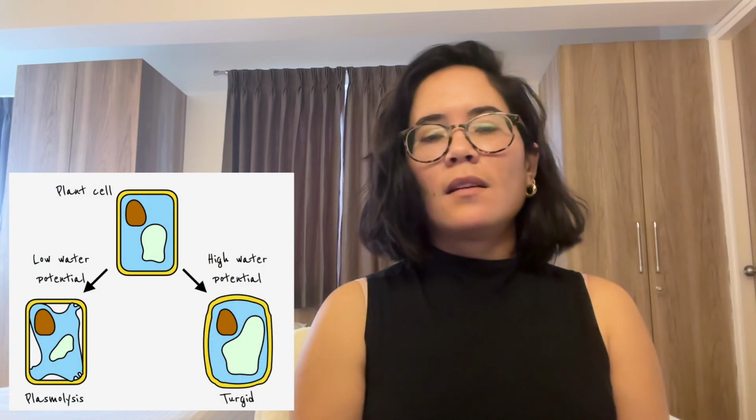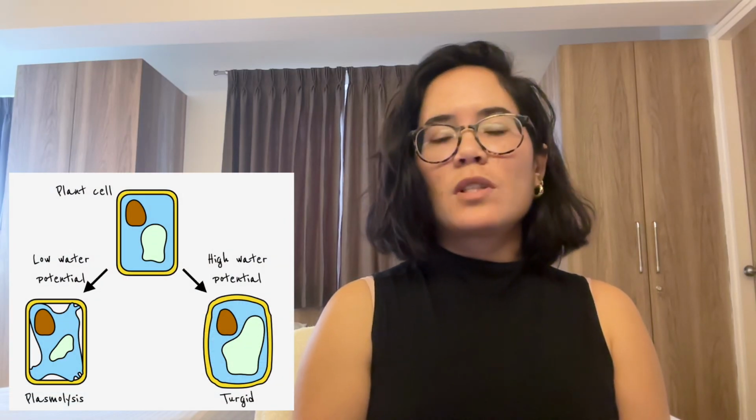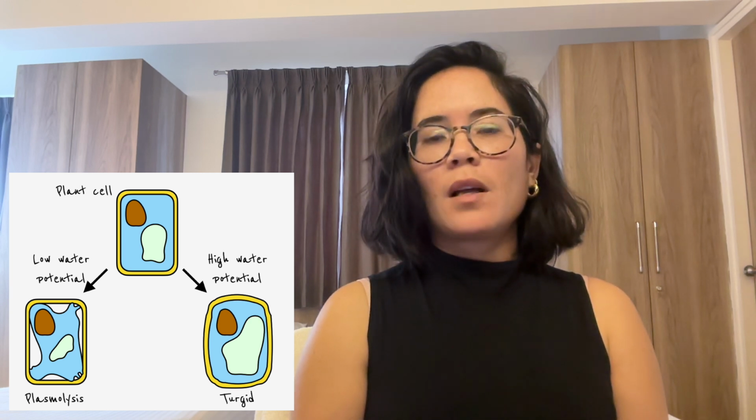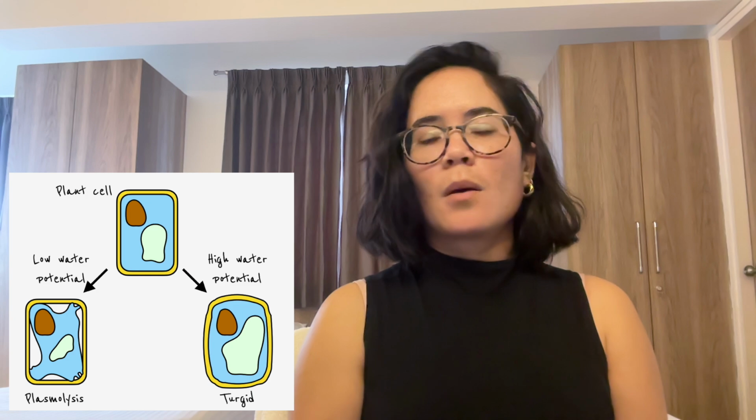For a plant cell, it's not so dramatic. Again, water enters the plant cell by osmosis, but due to the presence of that plant cell wall, you'll find that the cell becomes swollen. This is known as turgid.